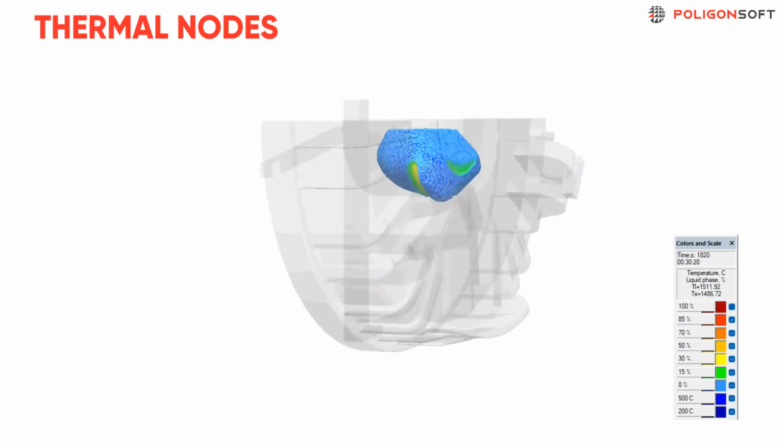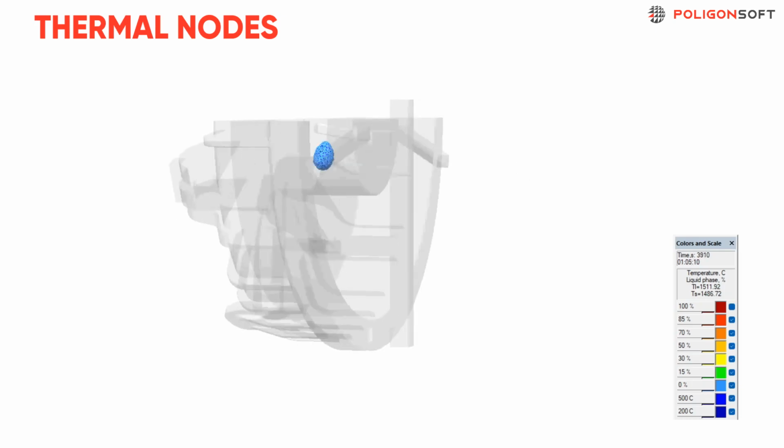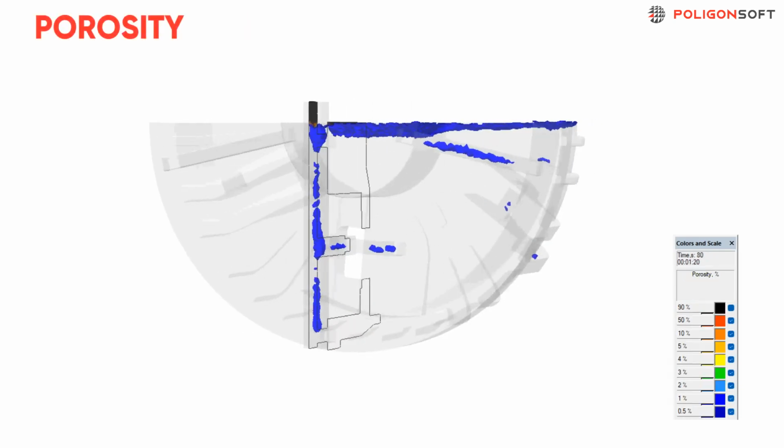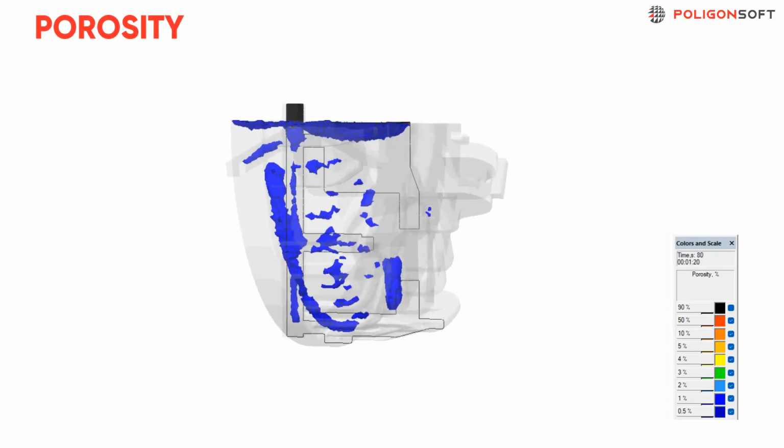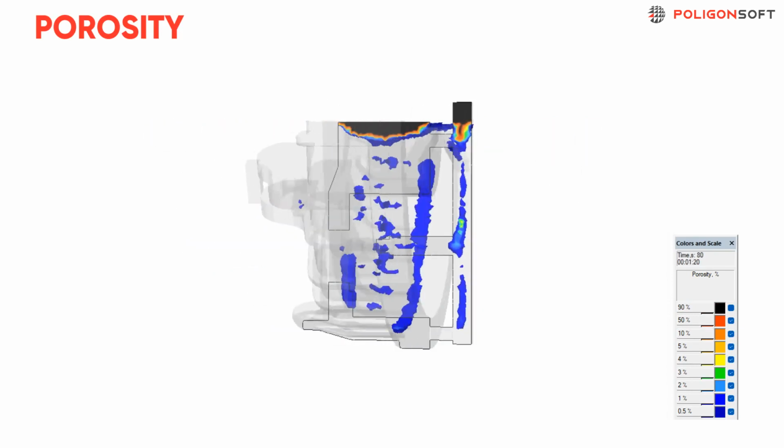We are going to model the solidification dynamics of our casting, the formation of thermal nodes and the location of defects with macro and micro porosity, and the formation of shrinkage defects on the surface of the part. Let's start.